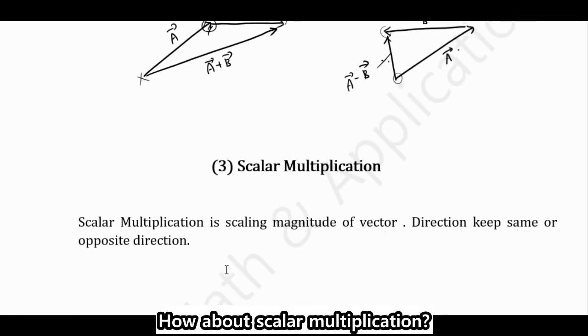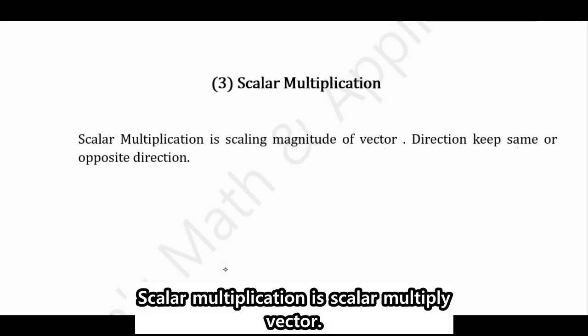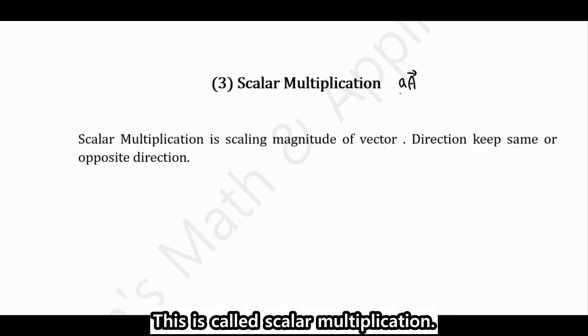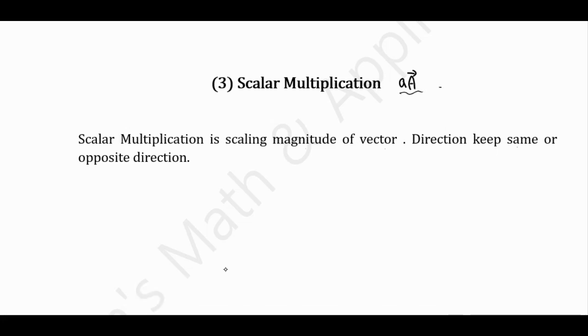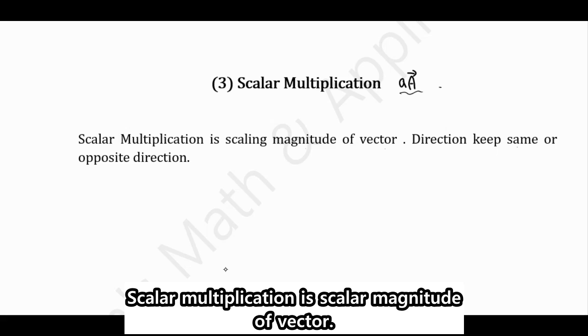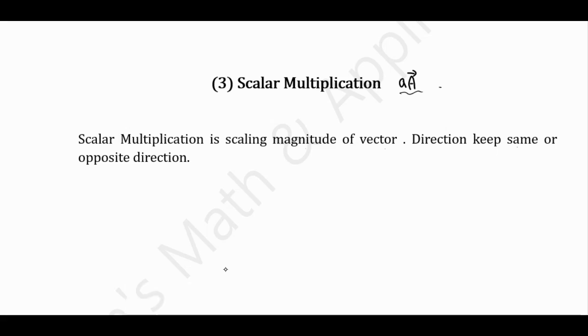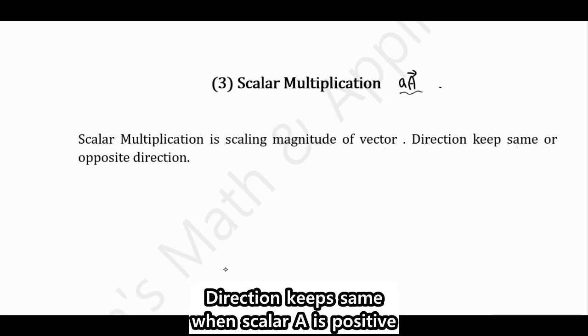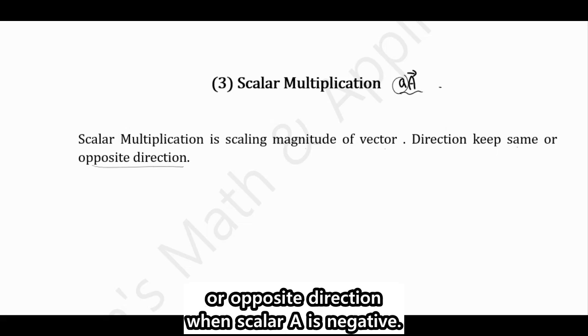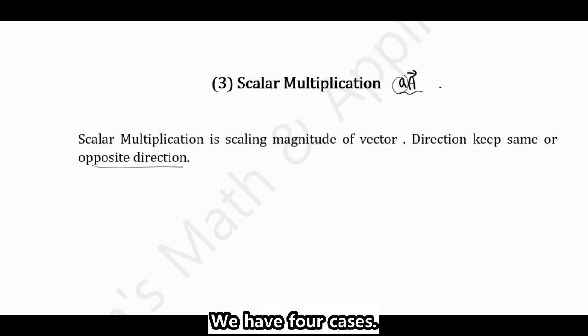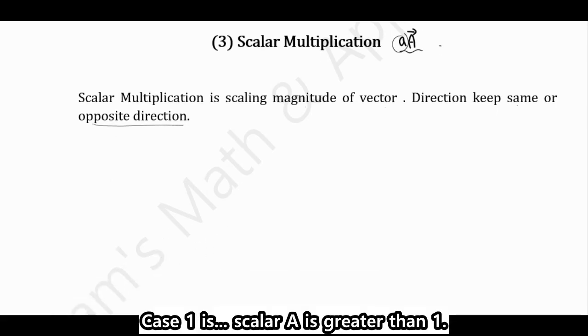How about scalar multiplication? Scalar multiplication is scalar multiplied by vector. This is called scalar multiplication. Scalar multiplication is scaling the magnitude of a vector. Direction stays the same when scalar a is positive, or opposite direction when scalar a is negative. We have four cases. Case 1 is scalar a is greater than 1.